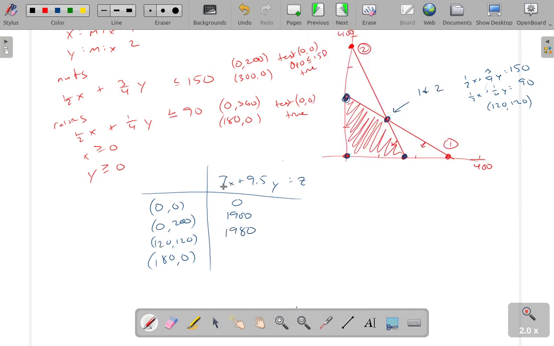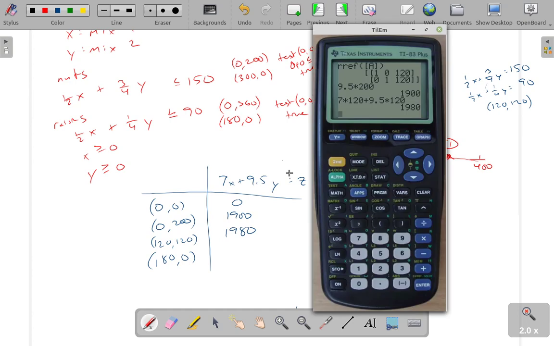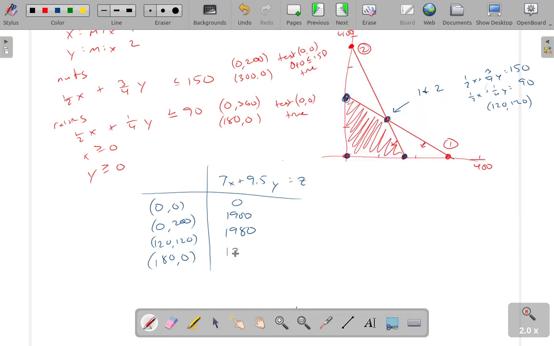So what I'm doing there is just plugging in 120 for x and 120 for y, so 7 times 120 plus 9.5 times 120. And then similarly, 7 times 180 for this last point plus, well, 0. So I'll just do 7 times 180, which is 1260. So the maximum revenue is achieved here. It's that corner point there. So when we make 120 kilograms of mix 1 and 120 kilograms of mix 2.